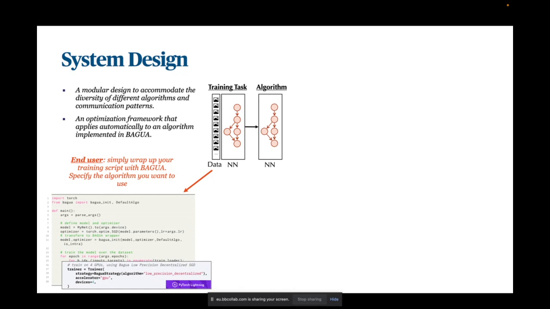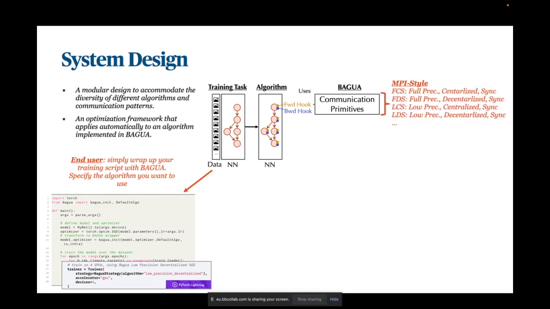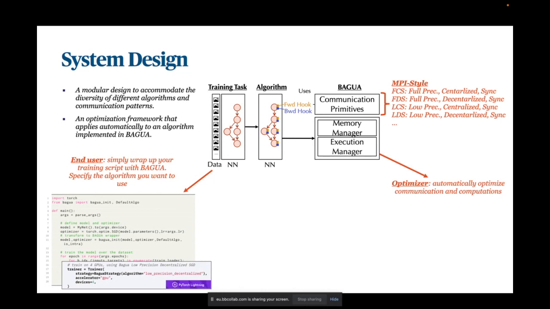And what the system is trying to do is, each algorithm is specified by a whole bunch of forward and backward hooks associated with each of these layers. And within every hook, you can use a whole bunch of communication primitives that we optimize for you. For example, there's one primitive for low precision decentralized synchronization. They look very similar to MPI primitives, something that you can use as if it were allreduce. And then what the system is going to do, once you specify your algorithm in this way, is try to automatically optimize the execution for you.